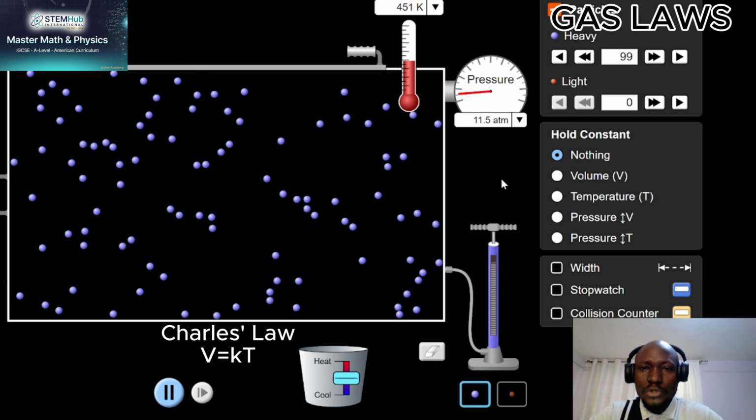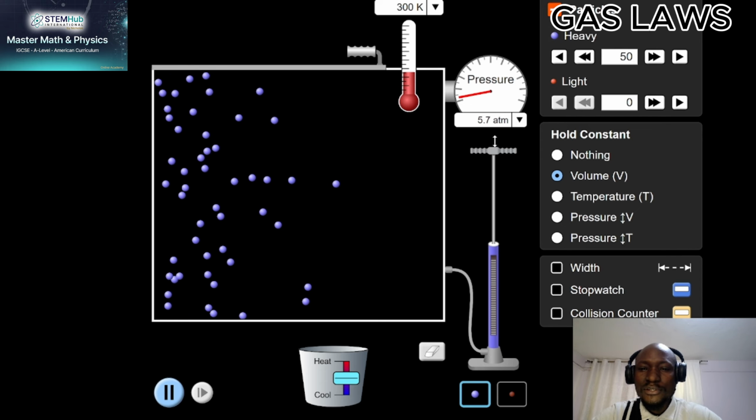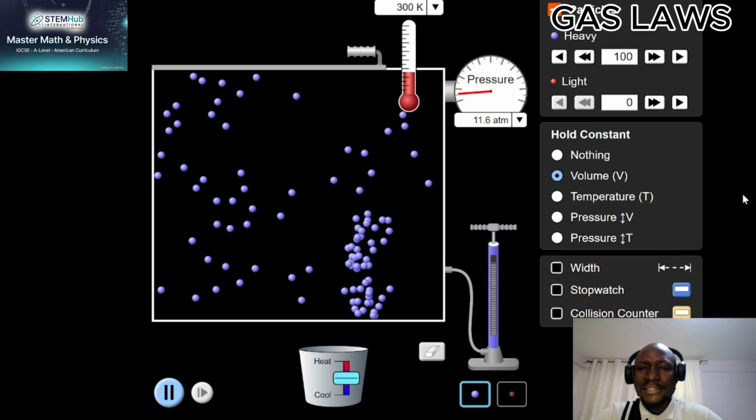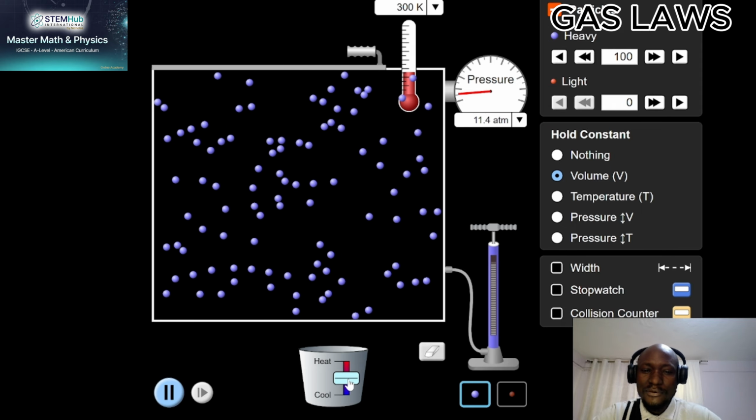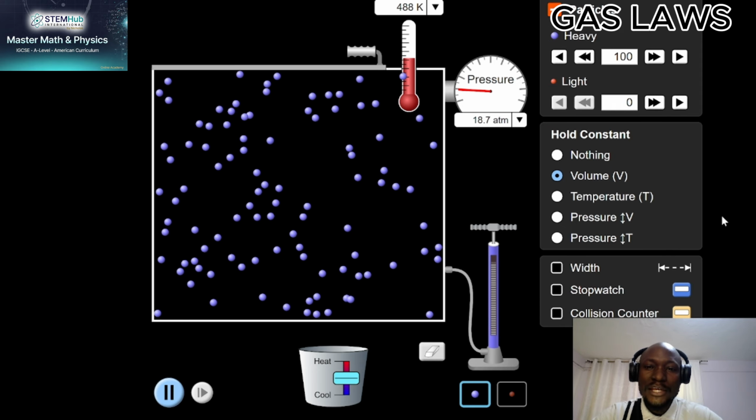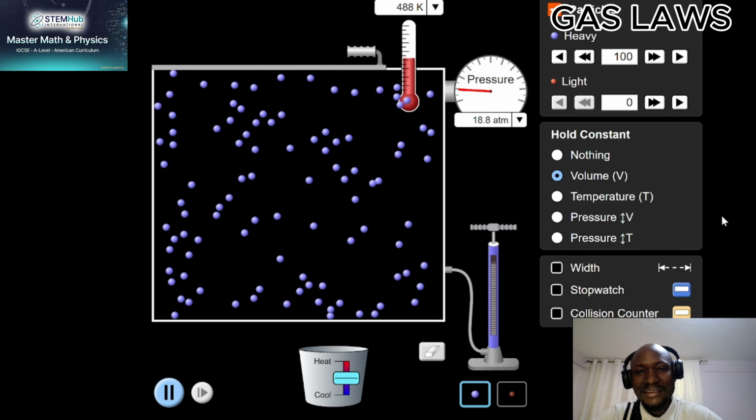I want us to keep volume constant and see what happens. Volume is now constant. Let's change the temperature. Currently, the pressure is at 11.5 atmospheres. We are maintaining the volume. As you increase temperature, what is happening to pressure? We can see that increase in temperature increases the pressure. Collision between particles and the walls of the container has increased. Therefore, increase in temperature causes increase in pressure.